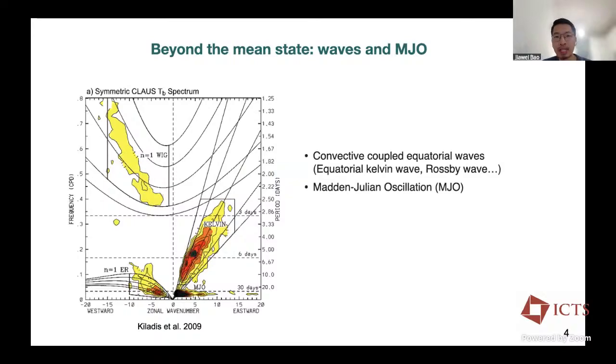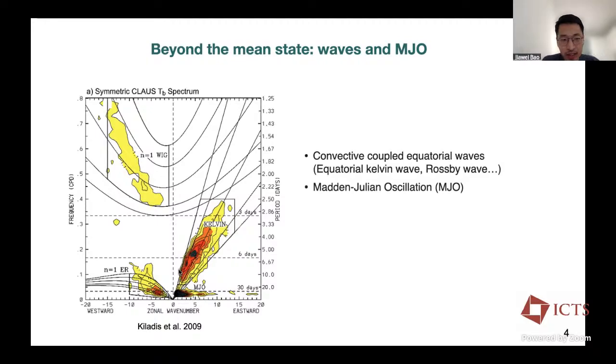And beyond the mean state, locally, there's local convection as well as very abundant equatorial waves. Here, this figure shows space-time power spectra of brightness temperature. The brightness temperature is the cloud top temperature that we see from space. So the power spectrum here shows, first, this very pronounced eastward propagating equatorial Kelvin wave, which occurs at a very fast frequency. There's also the westward propagating equatorial Rossby wave.